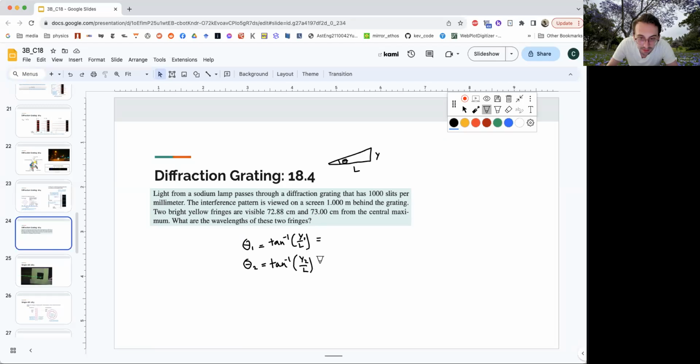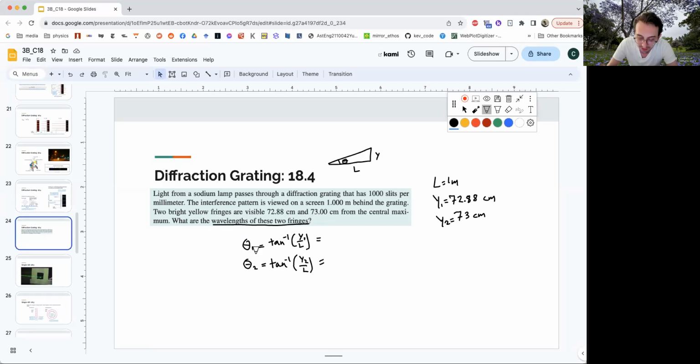And so just to clarify here, L is our 1 meter. That's how far away the screen is from the diffraction grating. And then our y1 is this 72.88 centimeters, so be sure to convert that. And our y2 is 73 centimeters. Okay, and they want the wavelengths of each of these two fringes. So we're going to get two wavelengths at the end of the day.